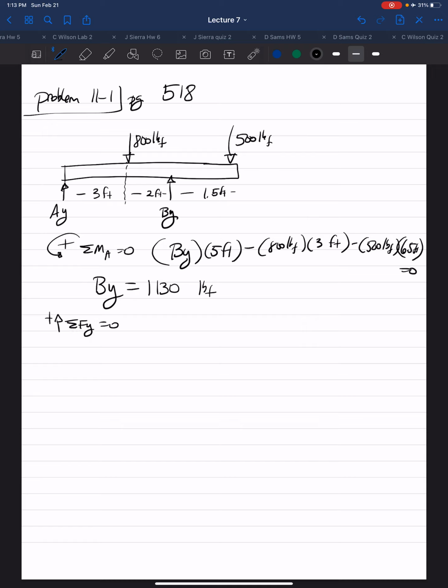Take your sum of forces in the y direction. You have your AY minus your 800-pound force plus your 1,130-pound force and minus your 500-pound force.